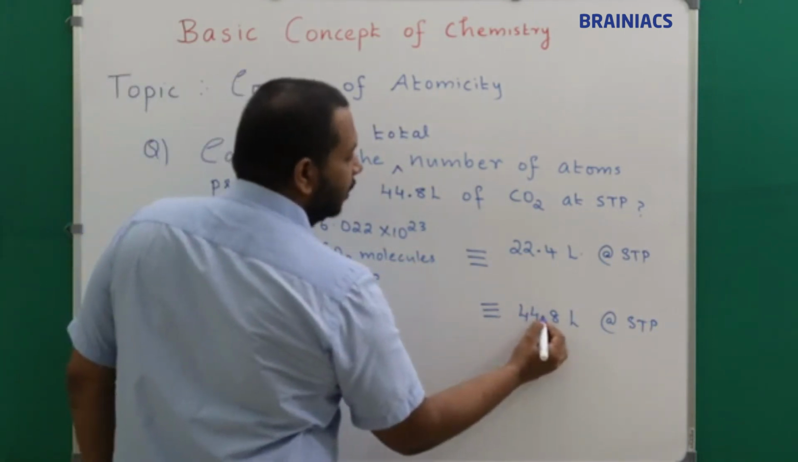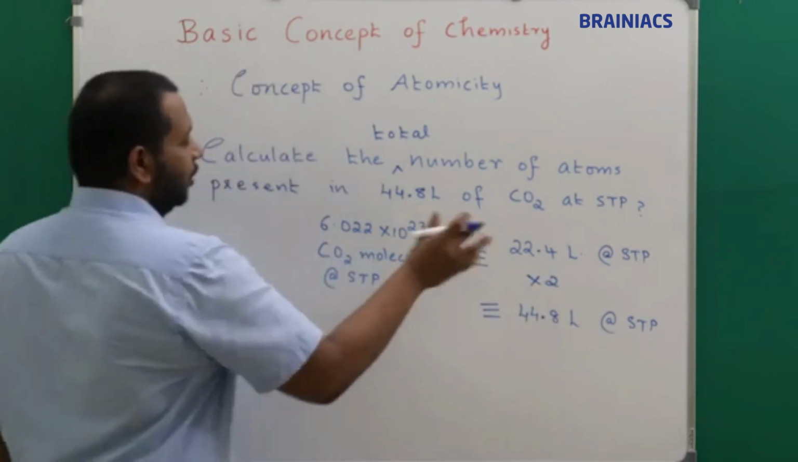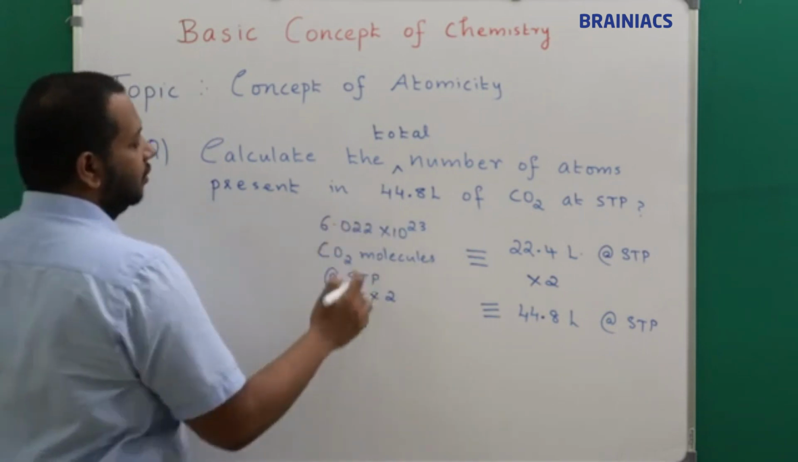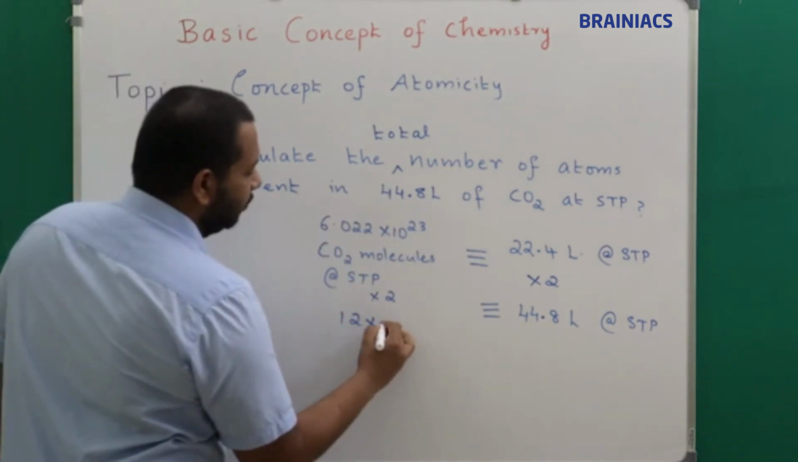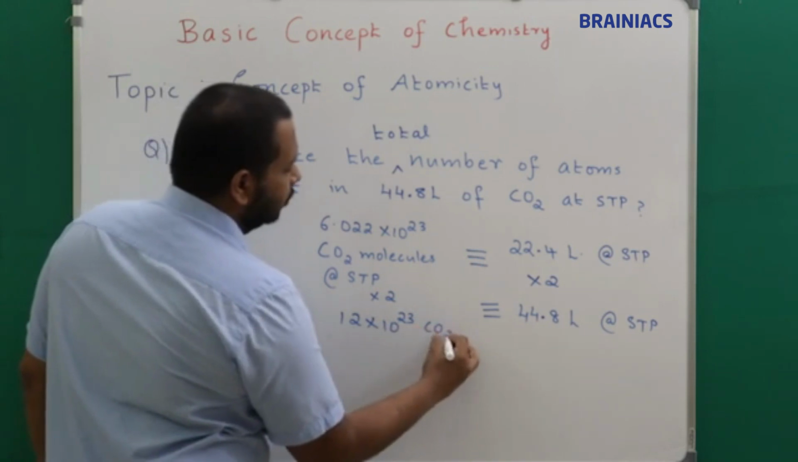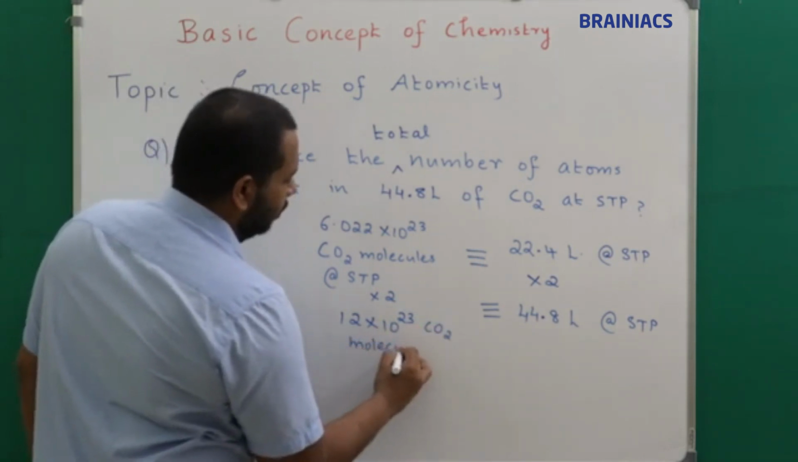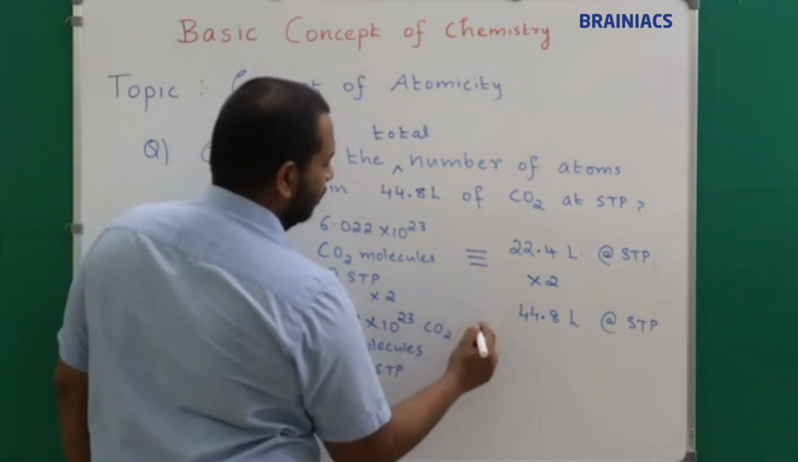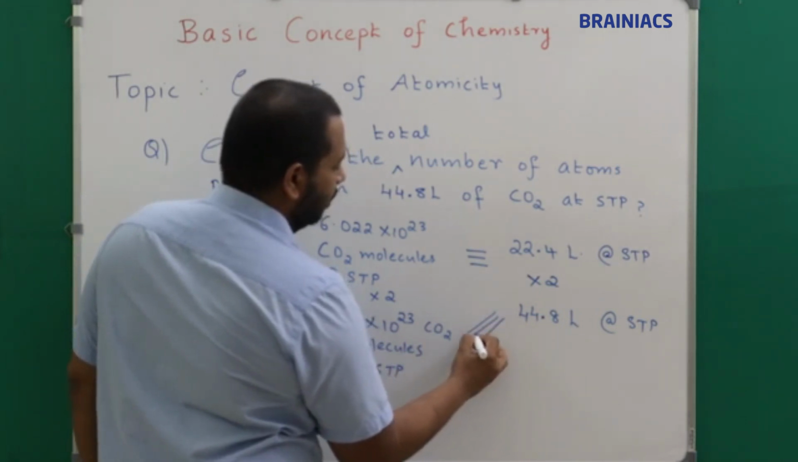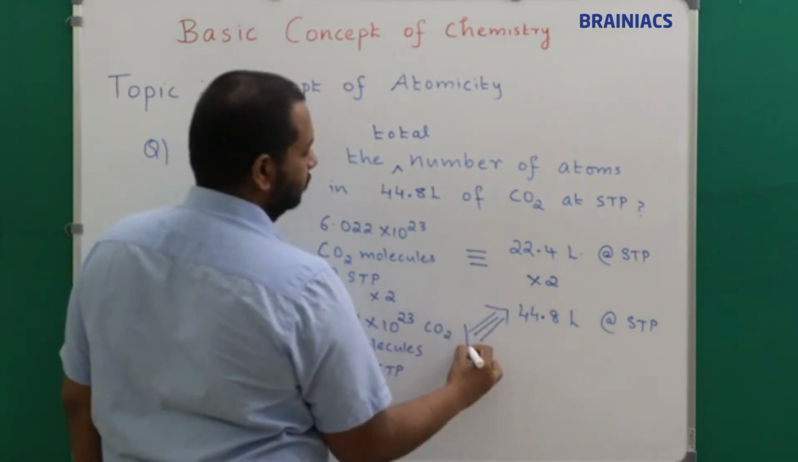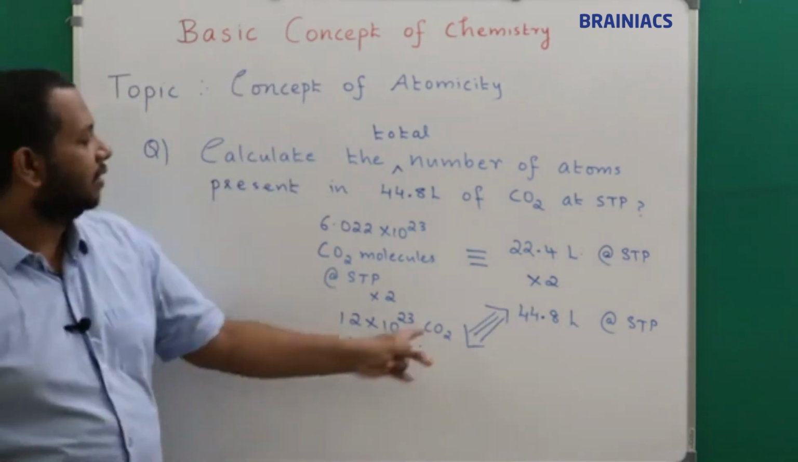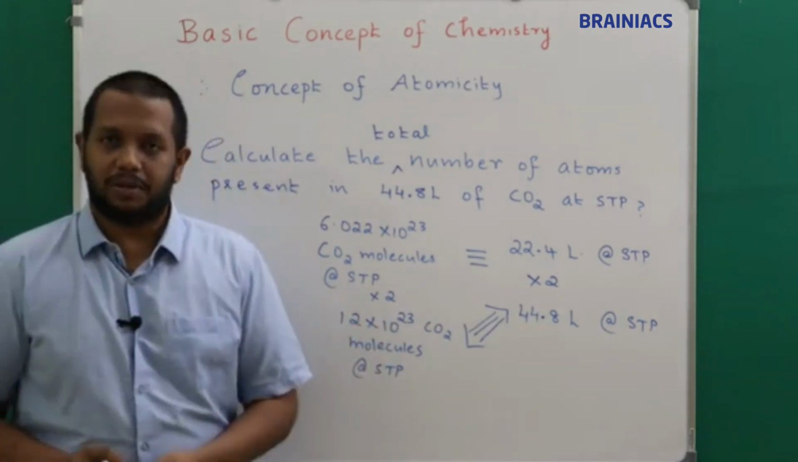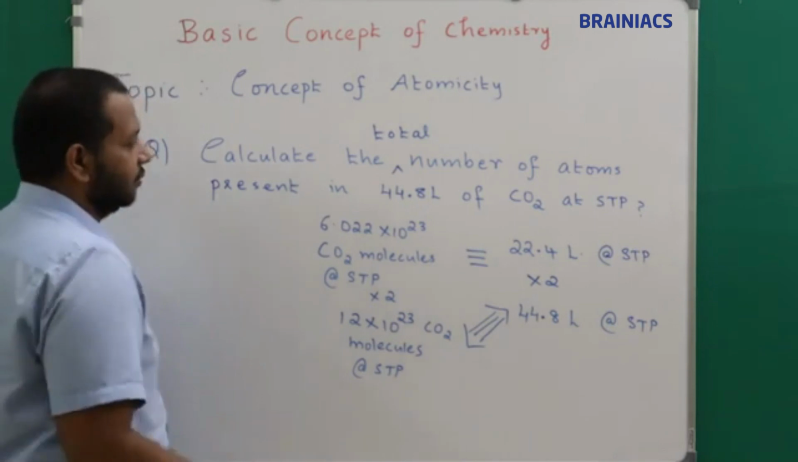You know that it should be multiplied by 2. So when you multiply by 2 on the RHS, do the same thing on the LHS, multiplying by 2. So this will become what? 12 into 10 power 23 CO2 molecules at STP. Okay. So right now I have calculated the number of CO2 molecules present in 44.8 liters at STP. What is that? 12 into 10 power 23.